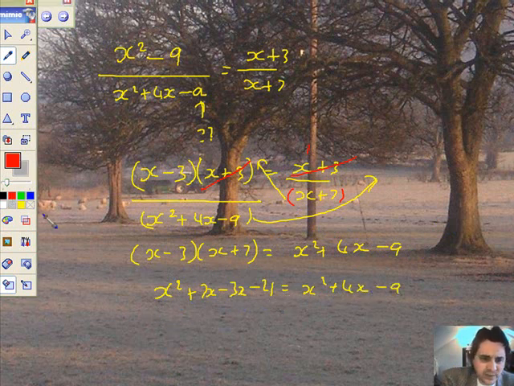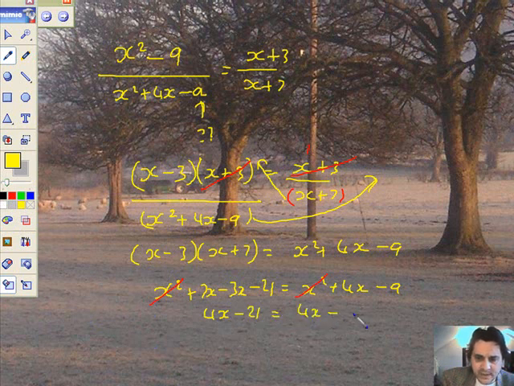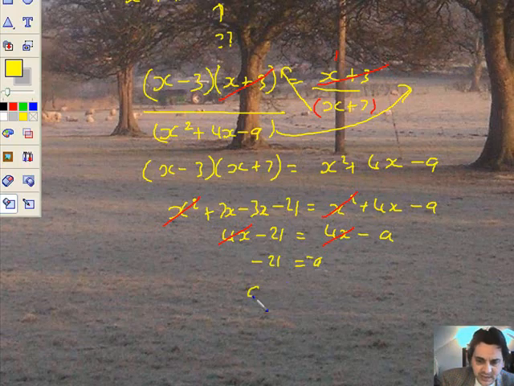Tidy it up. Well, let's get rid of the x squared first. Don't need that. Goodbye. Subtract from both sides. 7 take away 3: 4x minus 21 equals 4x minus a. Tell you what, the 4x's are gone as well, and I'm left with minus 21 equals minus a. So therefore a equals 21.